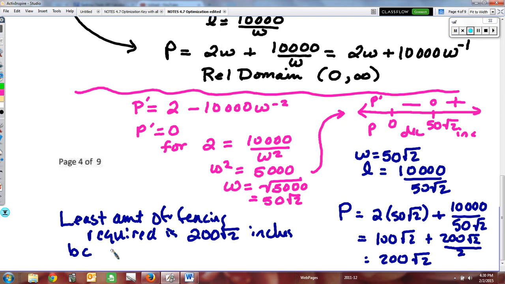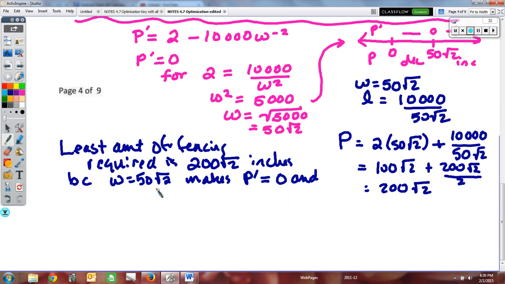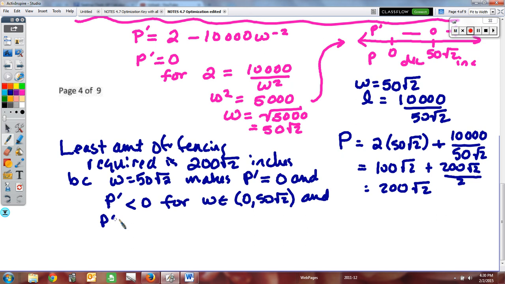Because W equal to 50 square root of 2 makes our perimeter derivative equal to 0, and using the modified first derivative, P prime is less than 0 for W in the interval 0 to 50 square root of 2, and P prime is greater than 0 for all W in the interval 50 square root of 2 to infinity, which gives us our modified first derivative test.